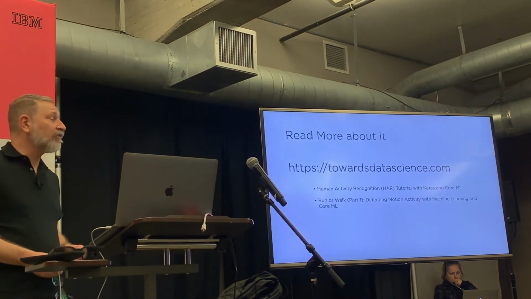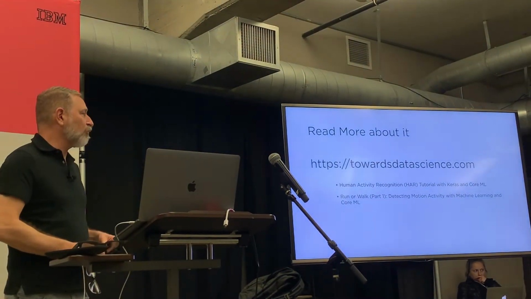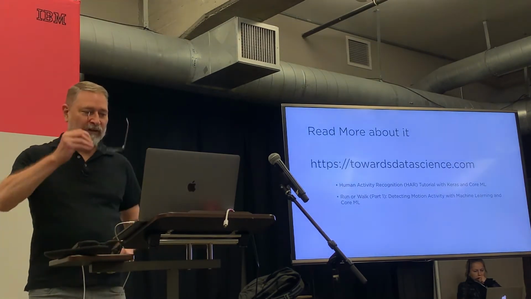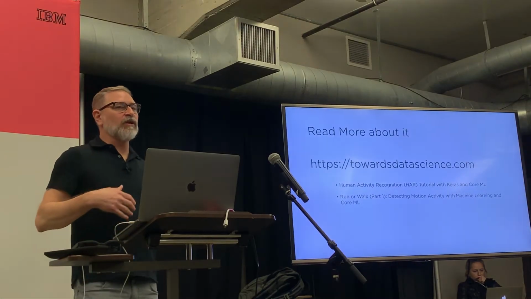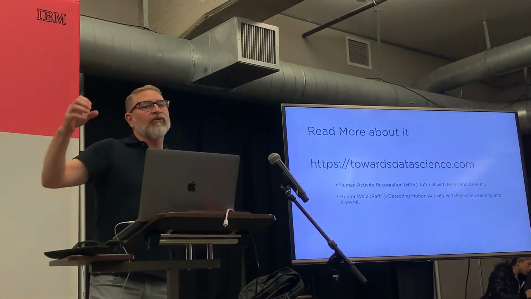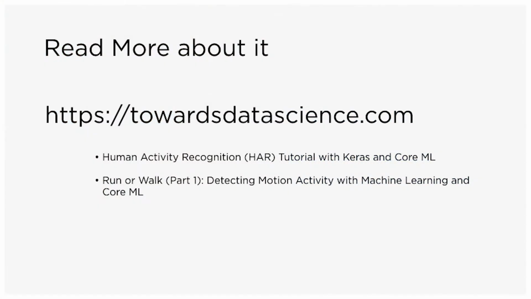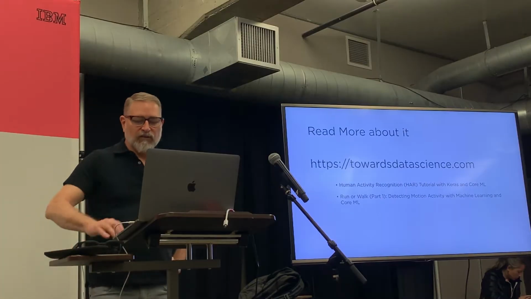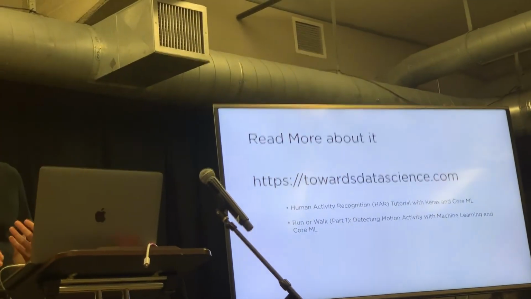And Towards Data Science, which is a Medium blog, has a couple of really awesome articles on it. The first one is Human Activity Recognition Tutorial, Keras and Core ML. You can basically build your Jupyter notebook and then eventually export it to Core ML, put it on your iOS app, and build your own recognizers. And then there's a 4-part series, Run or Walk, Detecting Motion, Activity, and Machine Learning with Core ML. So both of them give you an actionable path to be able to get there.